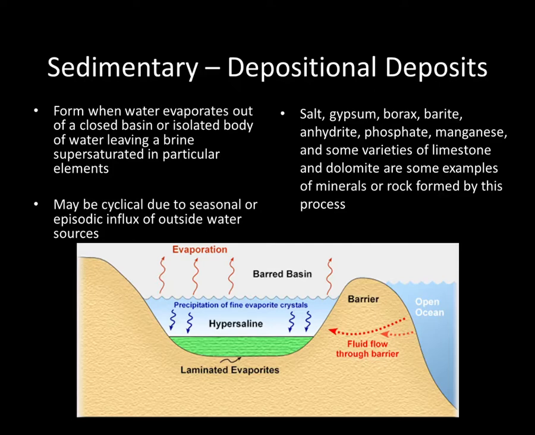These layers may repeat, indicating a cyclical input of water followed by evaporation, supersaturation, and mineral precipitation. Sedimentary deposits can be found in several regions of the world, including the United States. The United States is the leading producer for phosphates in the world, which are primarily used as agricultural fertilizers.